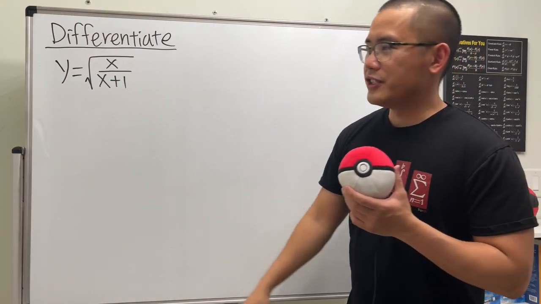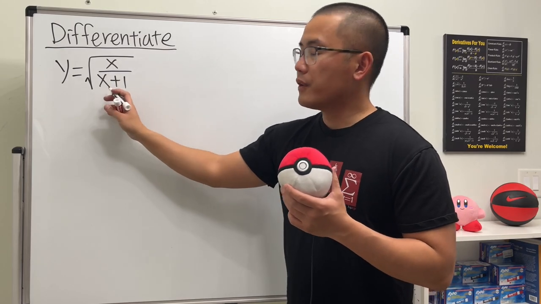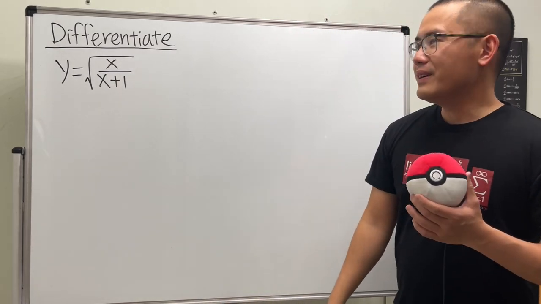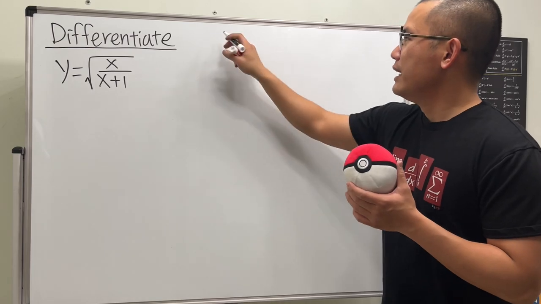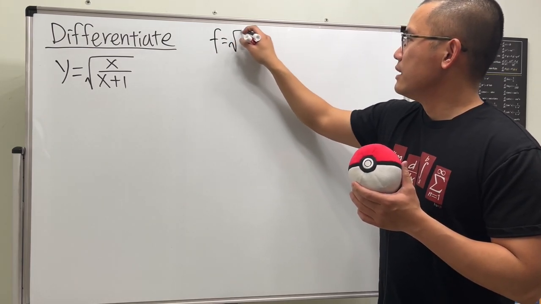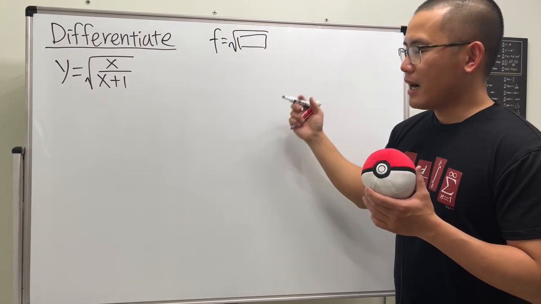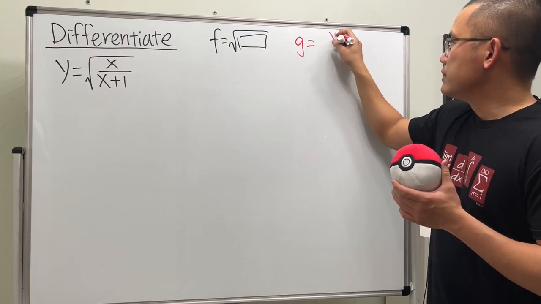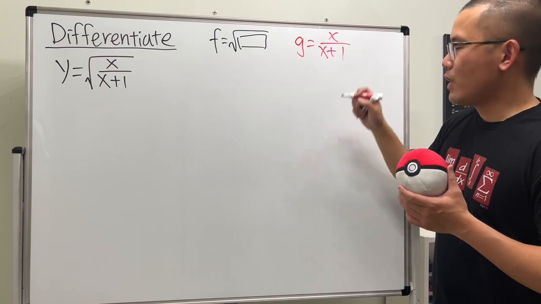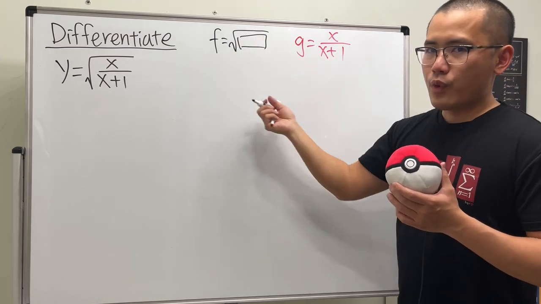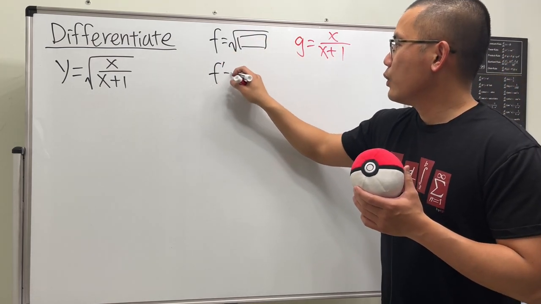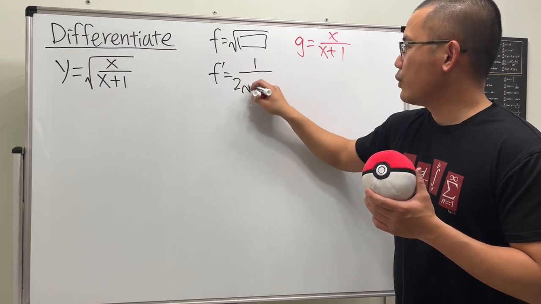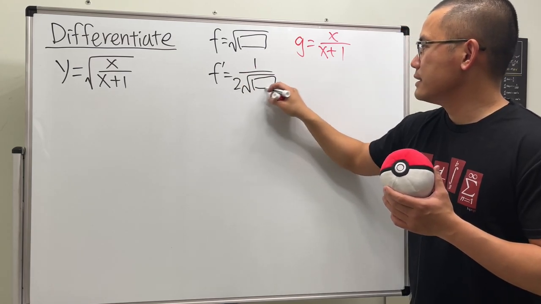We are going to differentiate square root of x over x plus 1. The outside function is the square root, and let's go ahead and write it down on the side. I'll put down square root of a box, and then the inside is this, g for the inside, which is x over x plus 1. Differentiating square root, we get 1 over 2 square root of a box, all right?